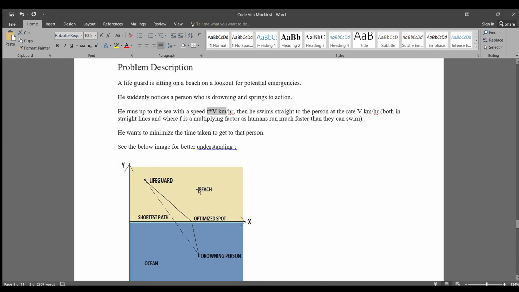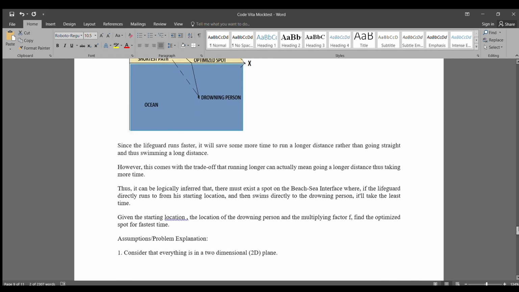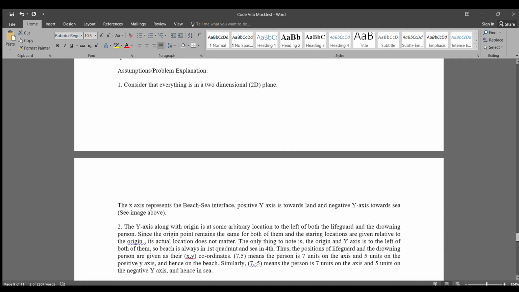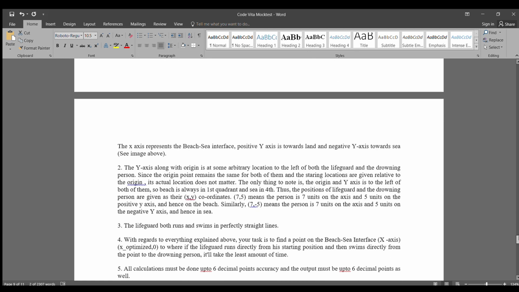However, if his speed in water is slow, then we can minimize our time by running more on the sand and swimming less, because swimming is slow for us, whereas running is fast for us. It will completely depend on that multiplying factor. Okay, so these are all the condition assumptions that we have been provided with.